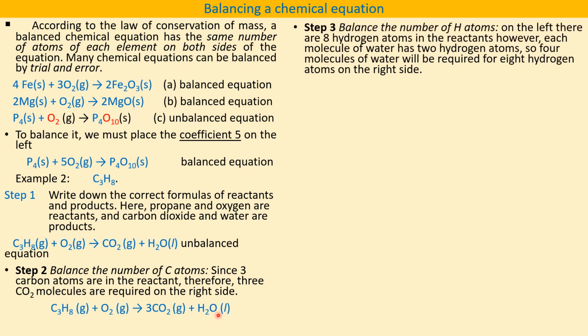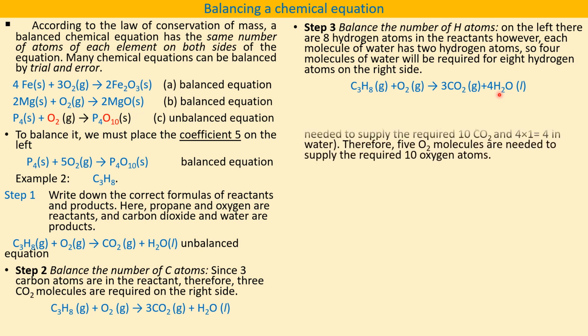Next step will be to balance the number of hydrogen atoms. On the left hand side, there are 8 hydrogen atoms. Please note here 8 hydrogen atoms in the reactants, and each molecule of water has 2 hydrogen atoms. So we have to get 4 molecules of water, which will be required for 8 hydrogen atoms on the right hand side. So we'll write it as 4H2O.